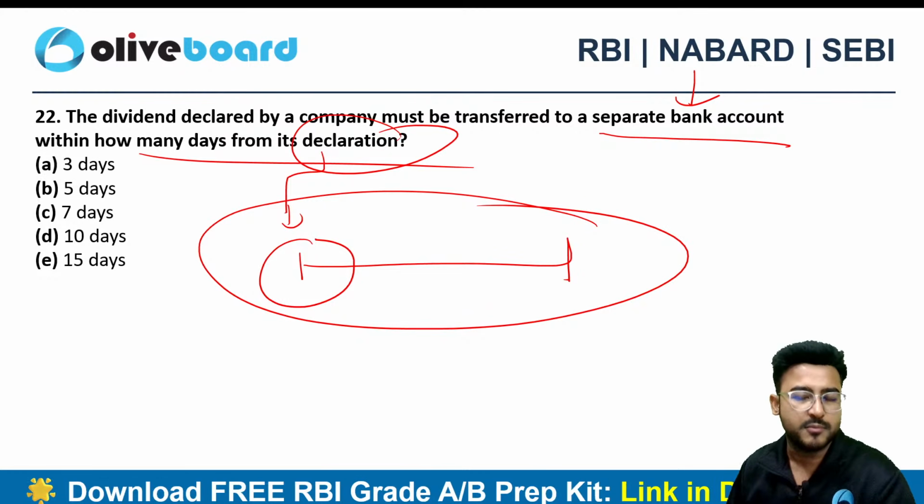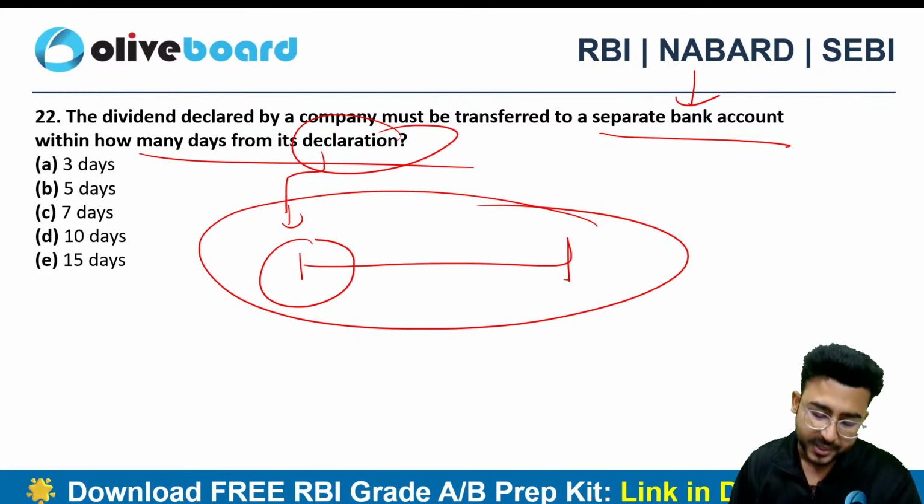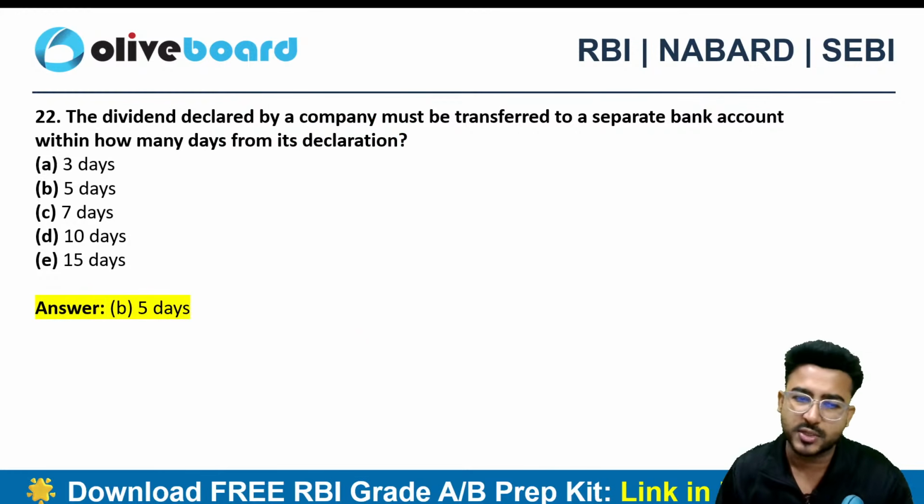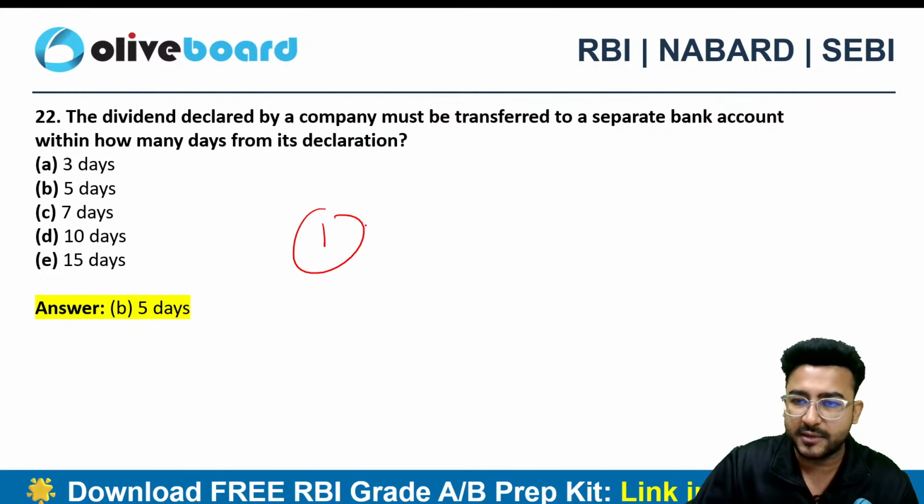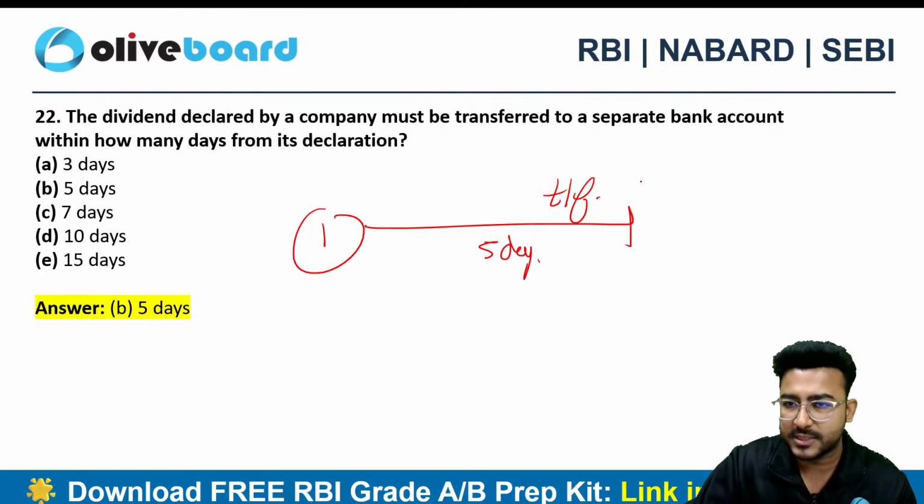This is also one of the most repeated questions in your competitive examinations, and the correct choice is 5 days. So I have declared the dividend. Now within 5 days I need to transfer this dividend to a separate bank account. Right?